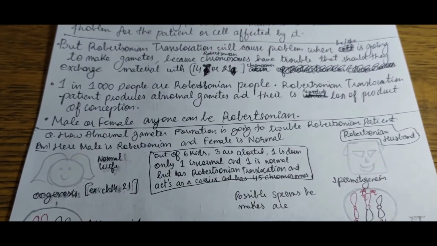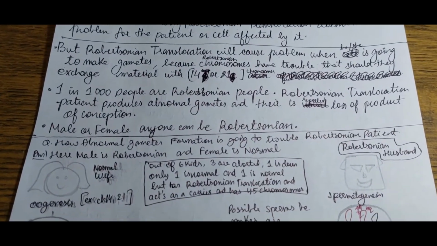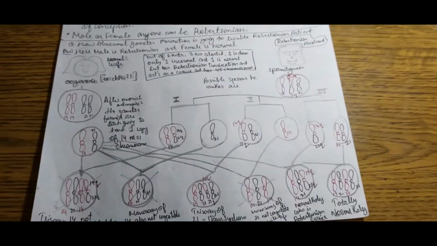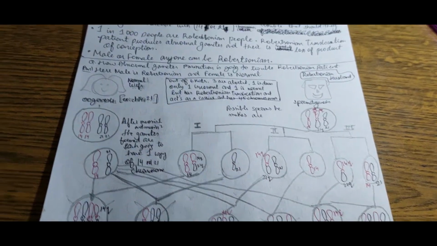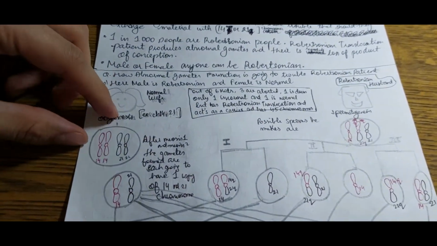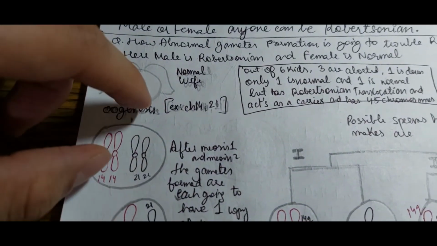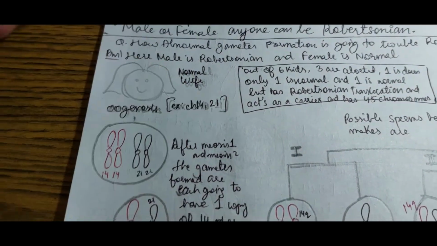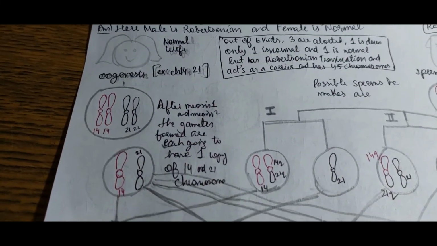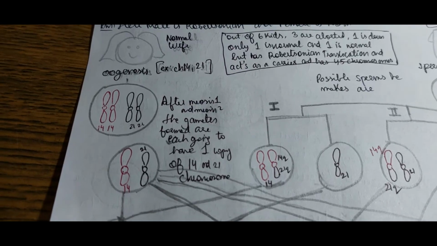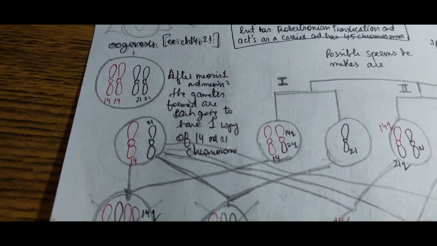So now our question is, how is abnormal gamete formation going to make trouble for the Robertsonian patient? For this we are going to consider a healthy wife and a Robertsonian husband. We know that the woman will undergo oogenesis and she will form the gamete. So we will consider here chromosome number 14 and 21. After meiosis 1 and meiosis 2, the gametes formed by the female are each going to have one copy of 14th and 21st chromosome, that we know.